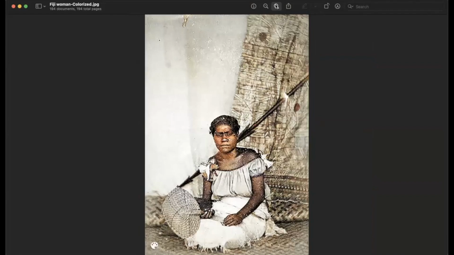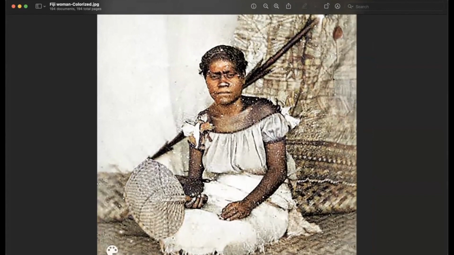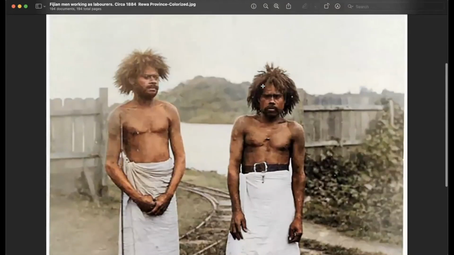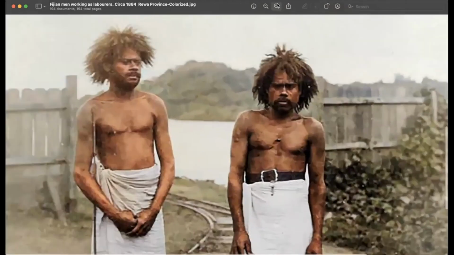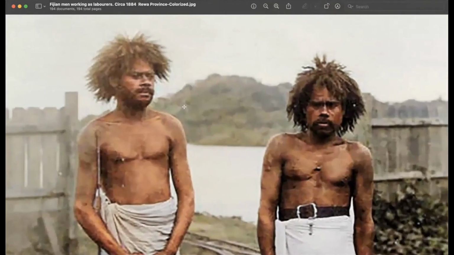This is another Fiji woman. All right, take a good look. Again, these are colorized pictures we found, old pictures from archived websites. And this is a Fiji woman. We have some more Fijian men working as laborers. This is in 1884 in the Rua province. All right, laborers, Fijian men, laborers. Take a good look at them, how they look, right? Look at that. Ancient people of Fiji.